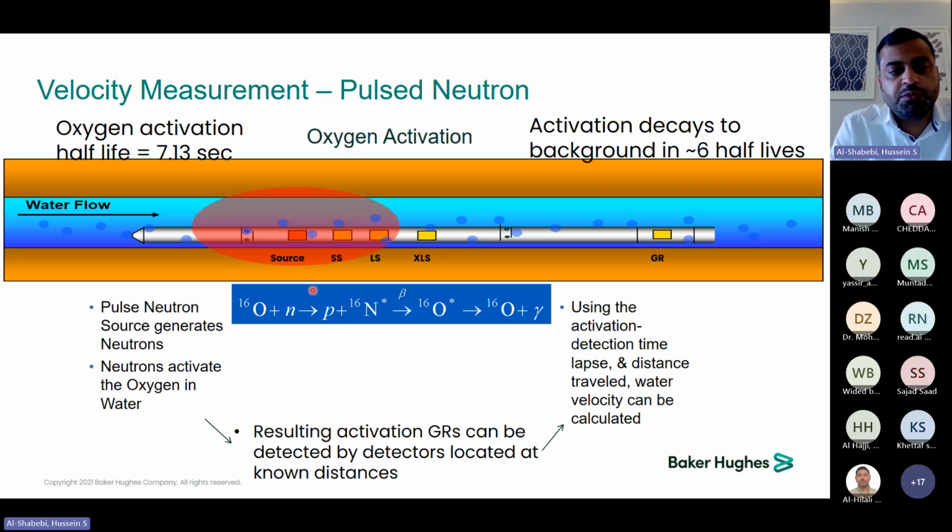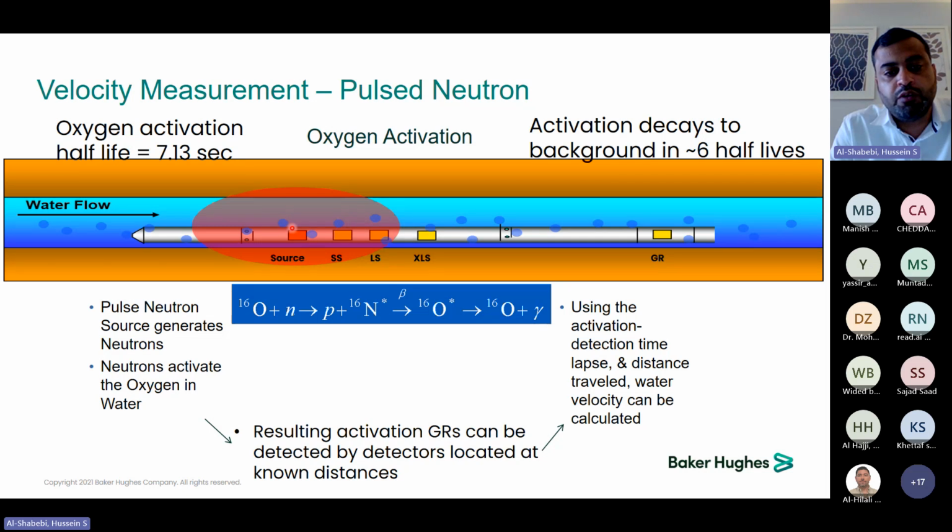Basically the principle is very simple: we have a source that is firing neutrons. Then these neutrons collide and interact with the surroundings of the tool. When we are running in oxygen activation mode, it will activate the oxygen, and this activated oxygen will generate a gamma ray. The half-life of this gamma ray is around 7.13 seconds. If the flow direction is passing the detector, then we'll be able to detect it.